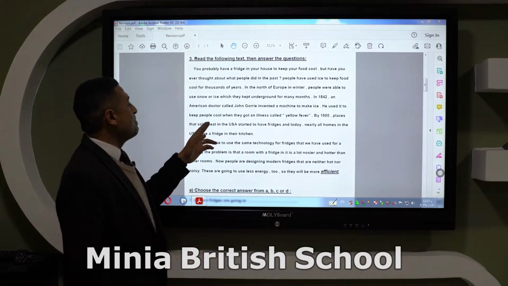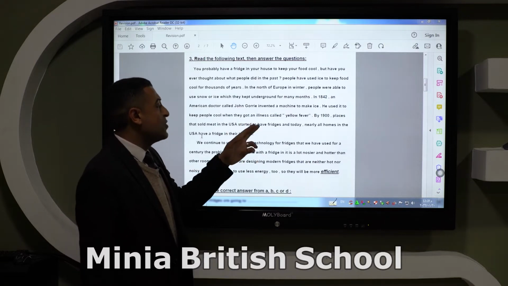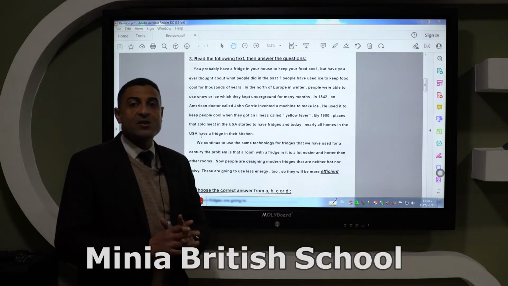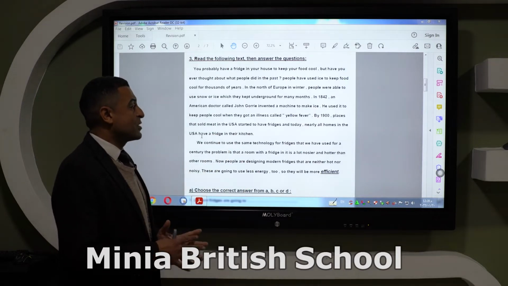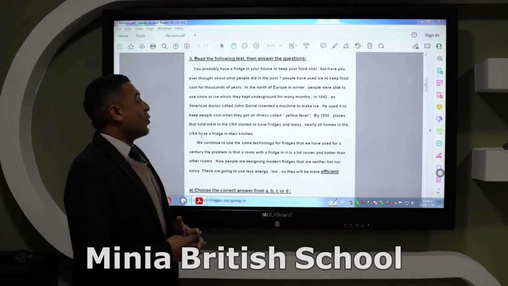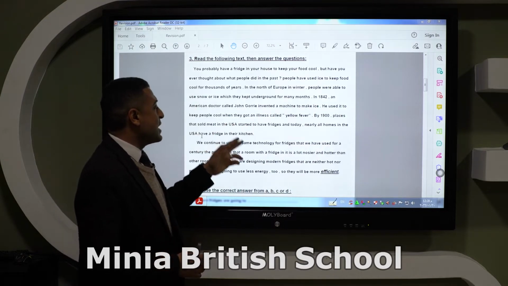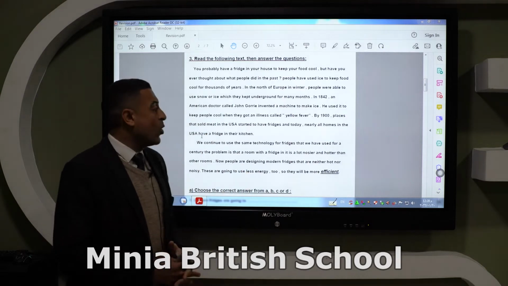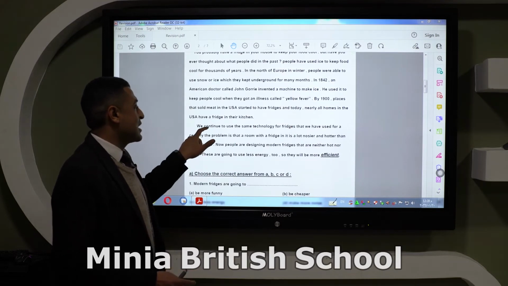He used it to keep people cool when they got an illness called yellow fever. So here he used it not to keep food, but for people who were ill during that time and had a high temperature. By 1900, places that sold meat in the USA started to have fridges, and today nearly all homes in the USA have a fridge in their kitchen.